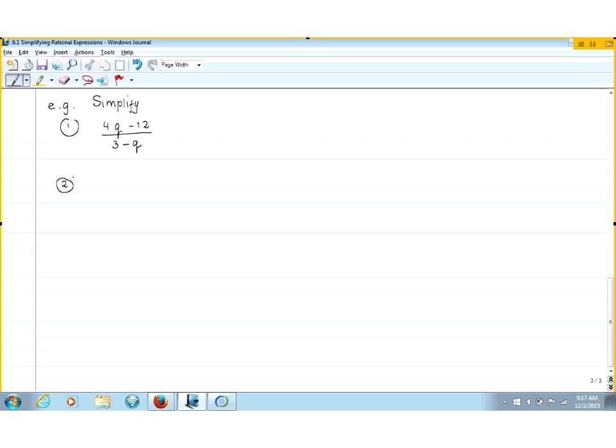Which ones are opposite here? 3x squared minus 3y squared divided by 2y squared minus 2x squared. All right. Number 3. 7c minus 14 divided by 2 minus 3.